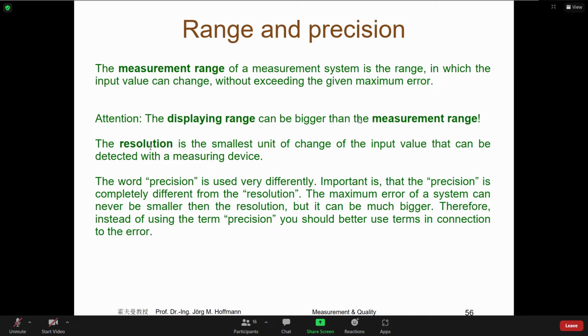But the resolution is different from the word precision. For example, when you have a normal linear, then you say there is a division of 1 millimeter, and you say the error can be plus minus 1 millimeter. That is a resolution. The resolution is 1 millimeter, but the error can be much bigger.